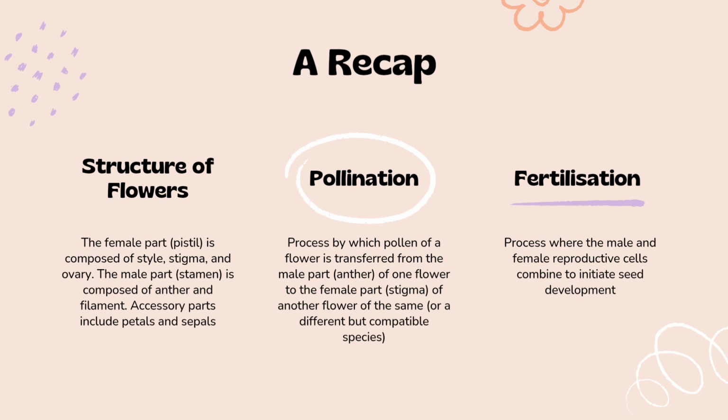Pollination: the process by which pollen of a flower is transferred from the male part of one flower to the female part of another flower of the same or a different but compatible species. Fertilization: the process where the male and female reproductive cells combine to initiate the development of a seed.